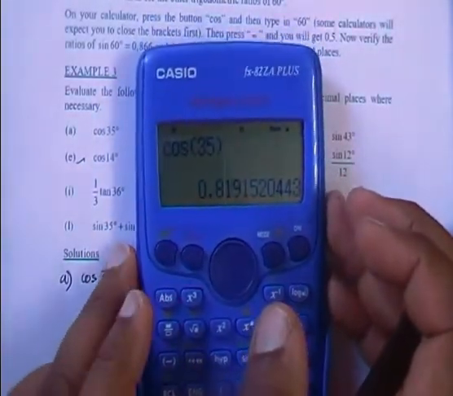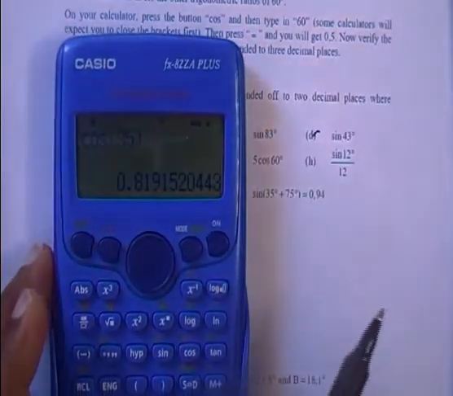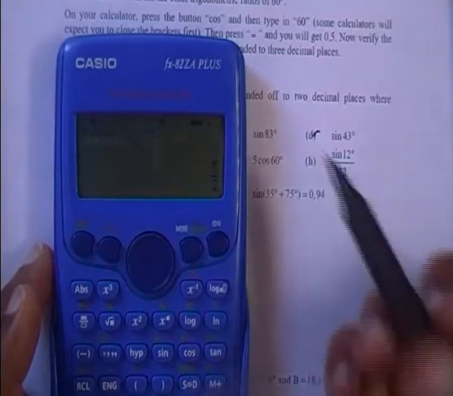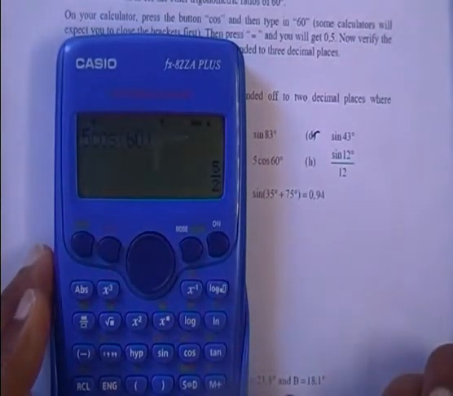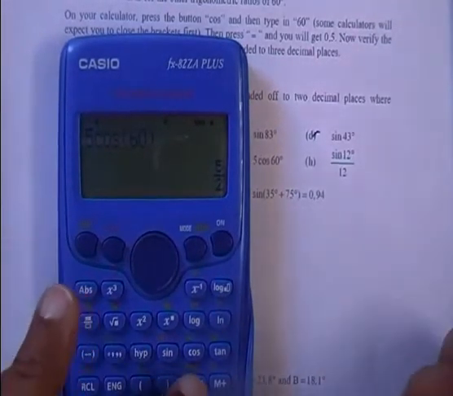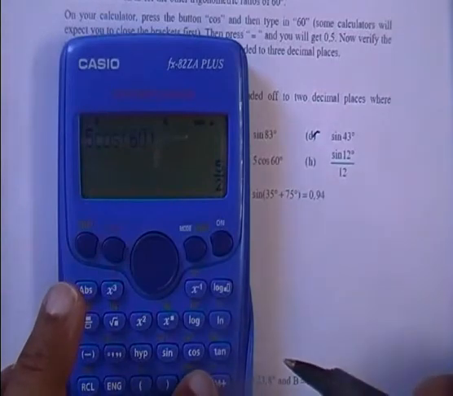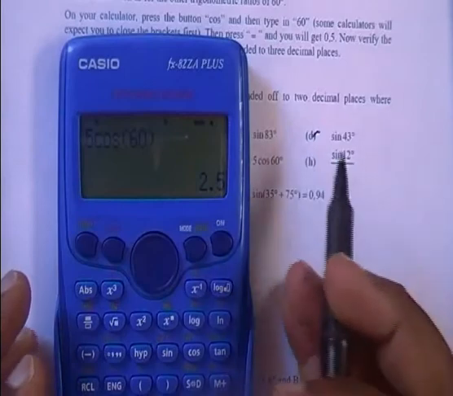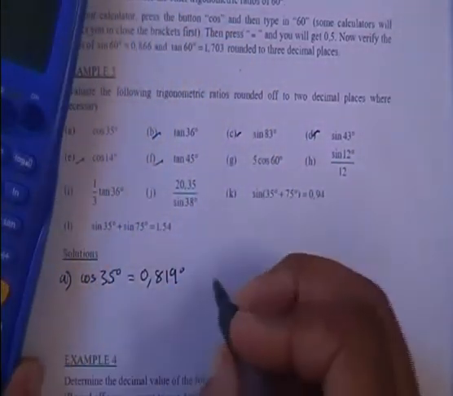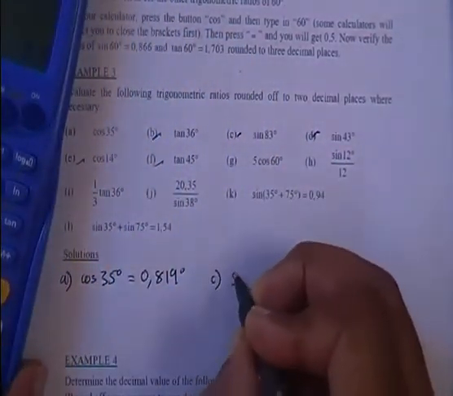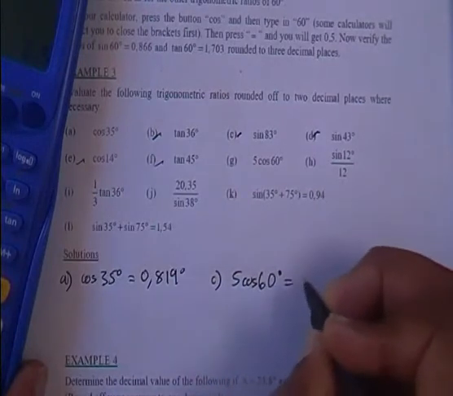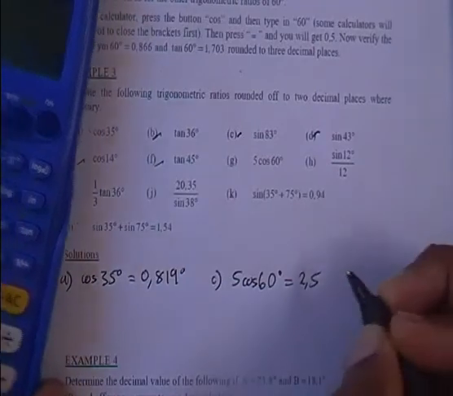In this calculator, it's so easy to do because you're just going to type 5 cos 60, close the bracket, and there's the answer, 5/2. Okay, if it's wanted as a decimal, just convert it from fraction to decimal, and it's 2,5. So that's the answer. Okay, so for part C, 5 cos 60 degrees is equal to 2,5.